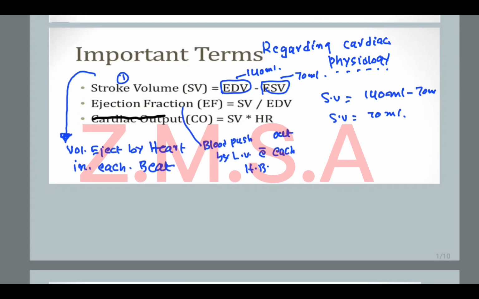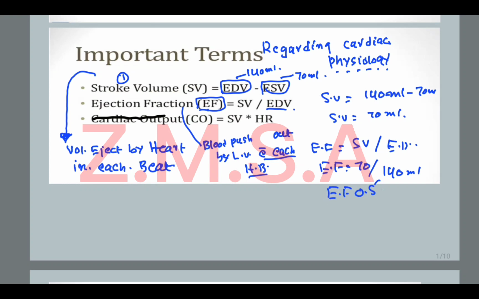Next is ejection fraction. Ejection fraction is simply called EF and is equal to stroke volume divided by end diastolic volume. Ejection fraction is the blood pushed out by the left ventricle with each heartbeat. For example, ejection fraction is equal to stroke volume, 70 ml, divided by end diastolic volume, 140 ml, and this ejection fraction is equal to 0.5. When multiplied by 100, ejection fraction is equal to 50%, and normal ejection fraction is 50 to 60%.